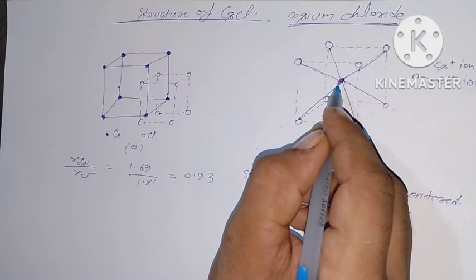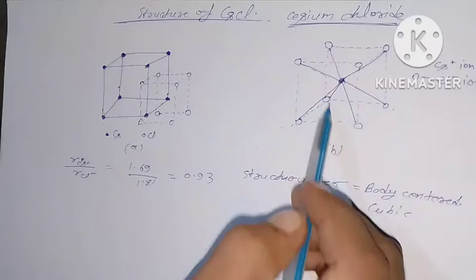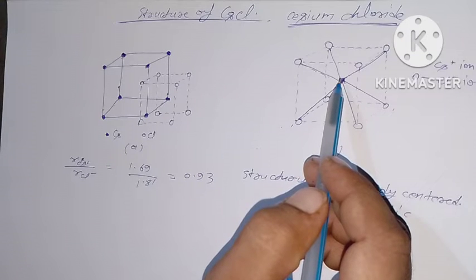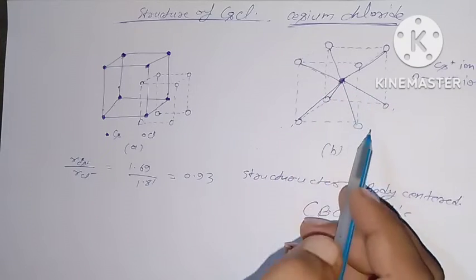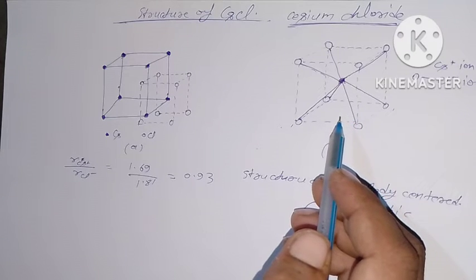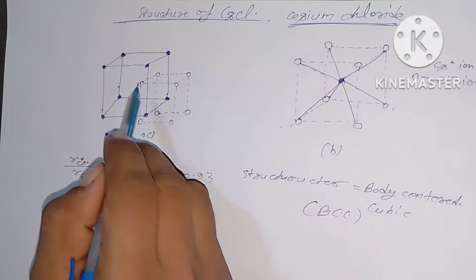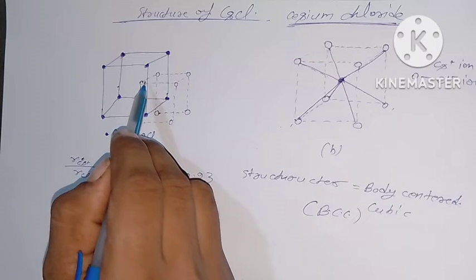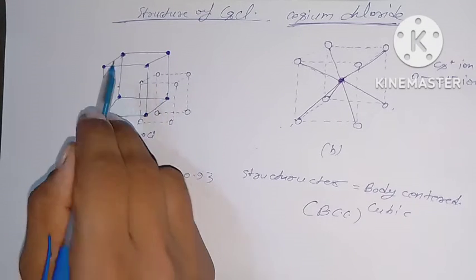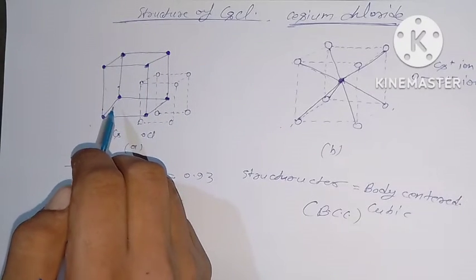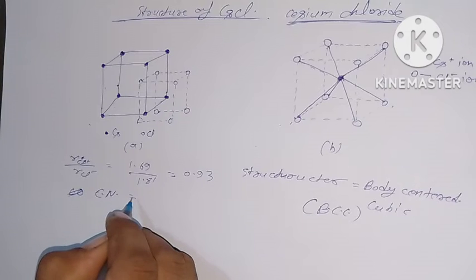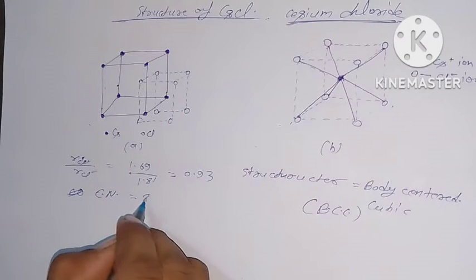Each cesium positive ion is surrounded by 1, 2, 3, 4, 5, 6, 7, 8 chlorine negative ions. Each cesium positive ion, that means cation, is surrounded by 8 chlorine ions. Similarly, each chlorine negative ion is surrounded by 8 cesium positive ions. Hence the coordination number of cesium positive ions and chlorine negative ions is 8:8.